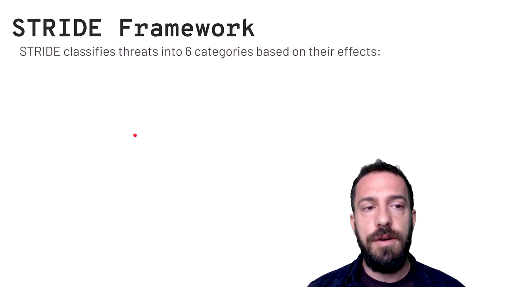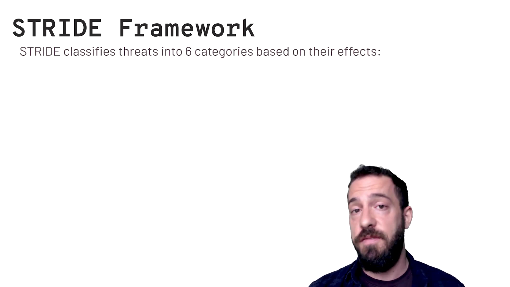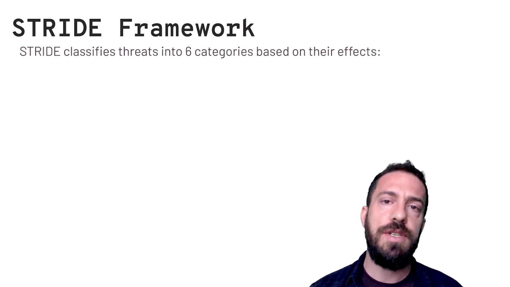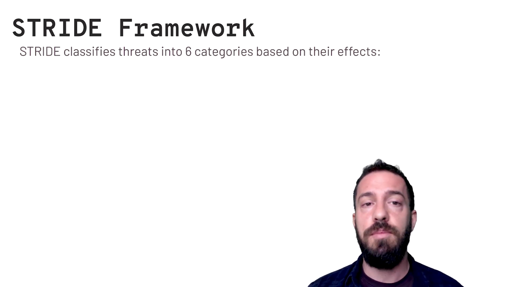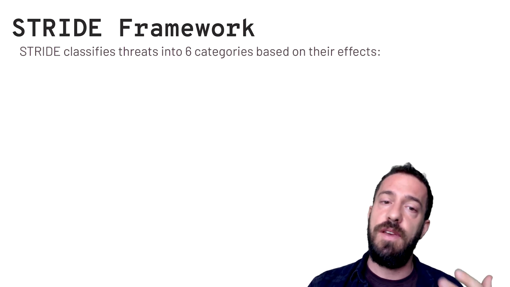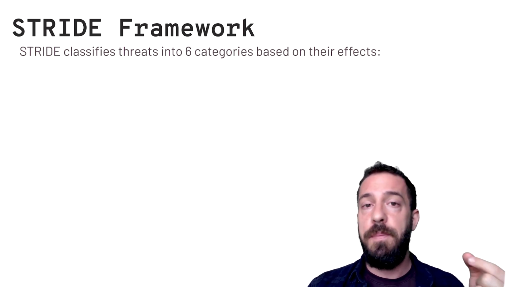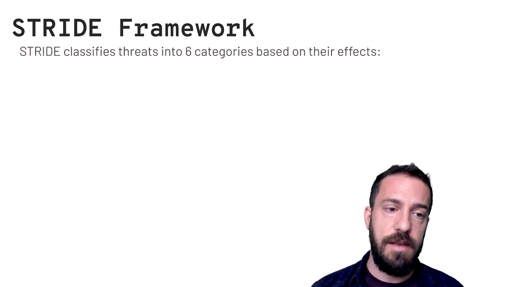So STRIDE is an acronym and it classifies threats based on their effect. Every threat modeling approach takes a different way of approaching the threat modeling problem, and STRIDE classifies threats based on effects. So you're thinking of effects first, and per effect, you try to think of the possible threats that can cause the effect.